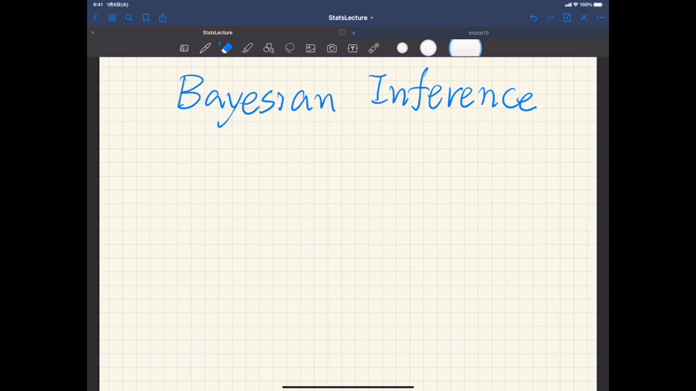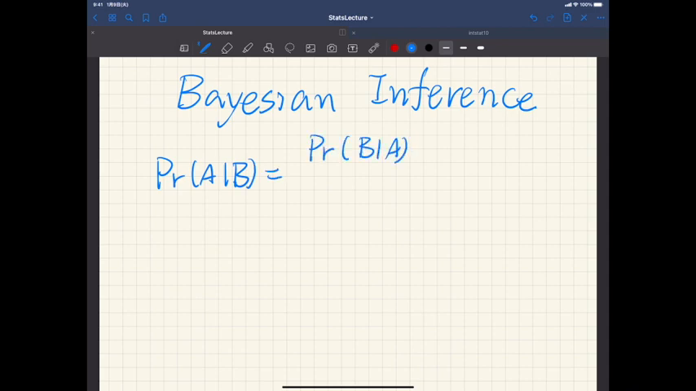Okay, let's study a little bit about Bayesian inference. Bayesian inference is, of course, based on Bayes theorem, which is like this: probability of A given B is given by probability of B given A times probability of A, divided by probability of B. So this is called Bayes theorem.